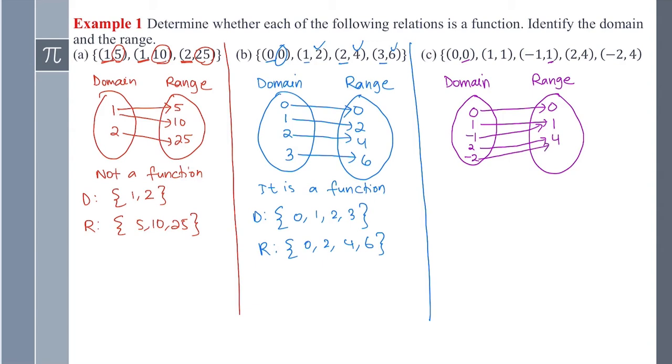Now here, 0 is mapped to exactly one output, which is 0. 1 is mapped to 1. -1 is too, so each input has exactly one output. Though we see that two inputs go to the same output, it does not matter as long as each input is mapped to exactly one output. It doesn't matter if we have all the inputs going to the same output. It really doesn't matter. So this is still a function.